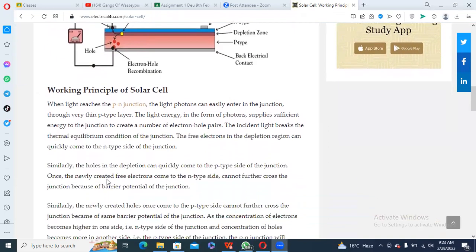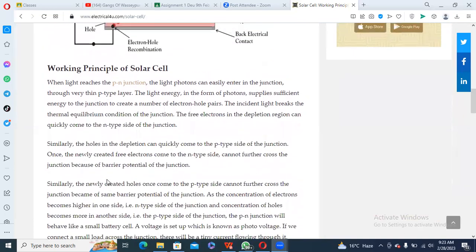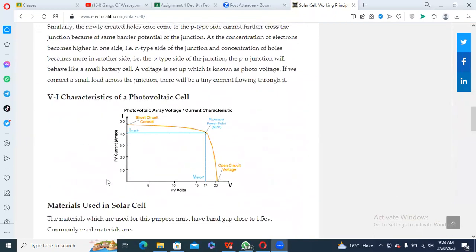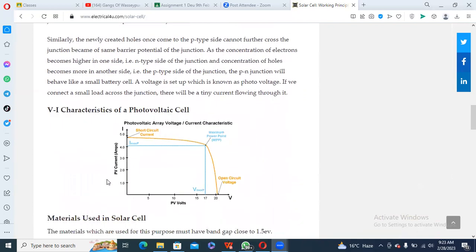So we have to see how a solar cell works. When light reaches a PN junction, the light photons can easily enter the junction through the very thin p-type layer. The light energy in the form of photons supplies sufficient energy to the junction to create a number of electron hole pairs. This is the characteristic of a photovoltaic cell.